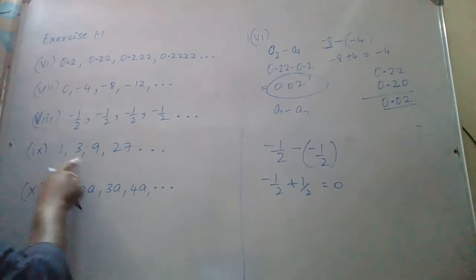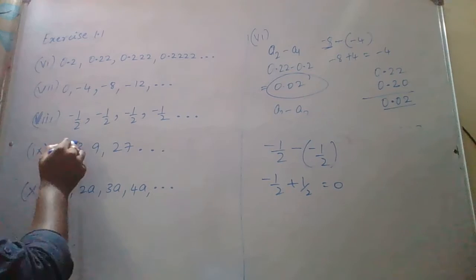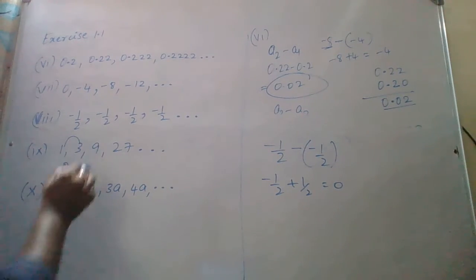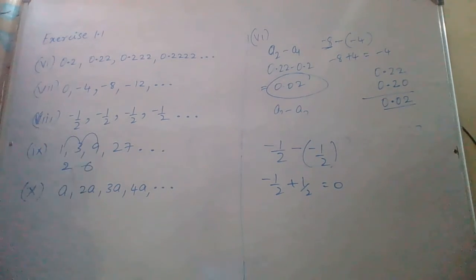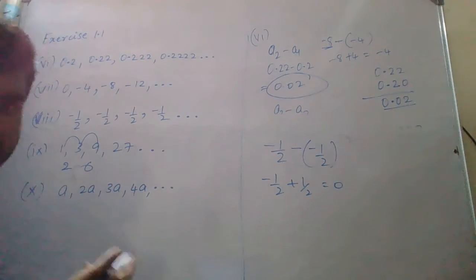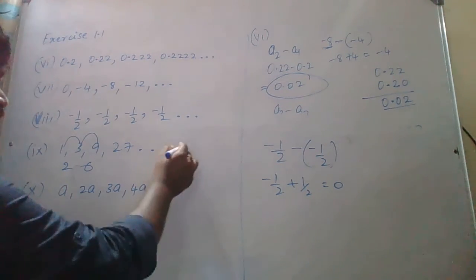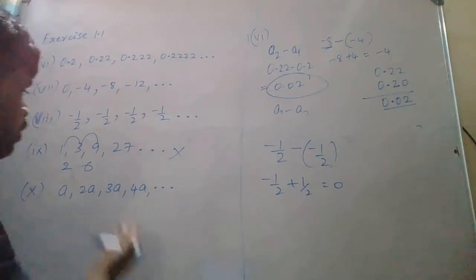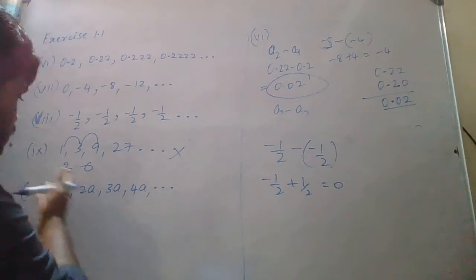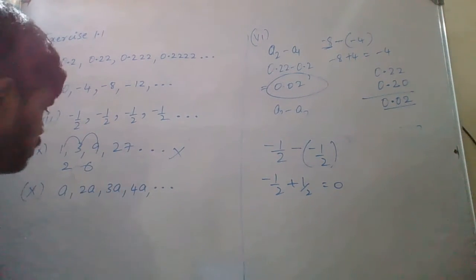Again, this one. Ninth one, is it an AP? 3 minus 1 is 2. But 9 minus 3 is 6. Therefore, you are getting different answer. Therefore, this is not an AP. You need not check the other thing at all. Here, you are not getting same answer. Therefore, this is not an AP.